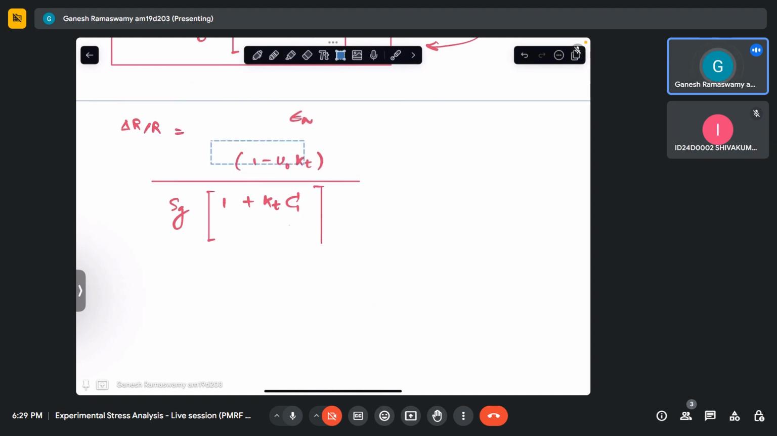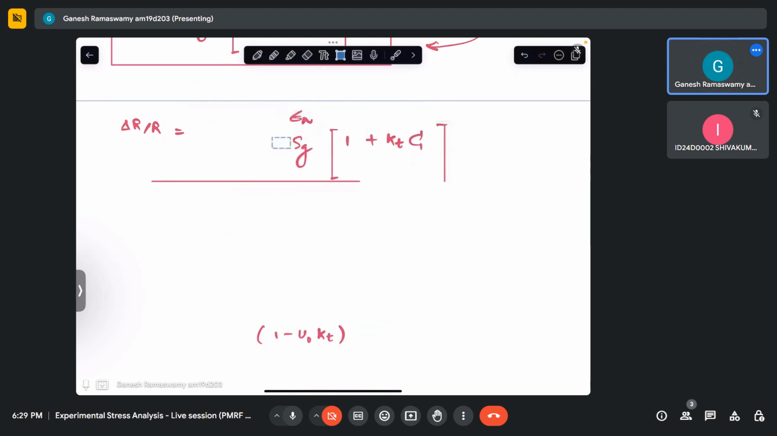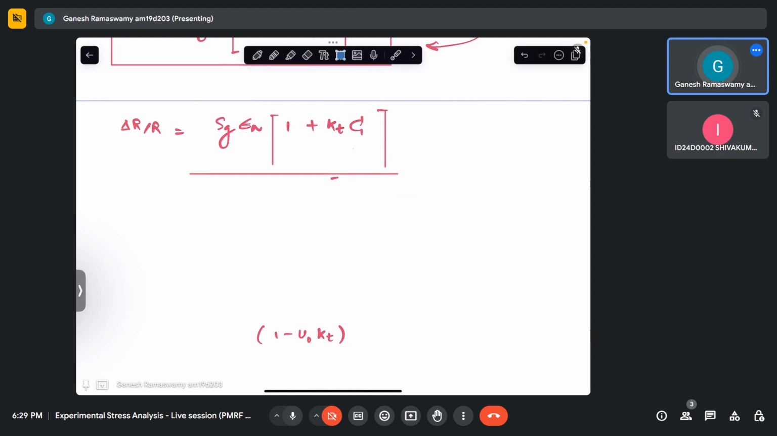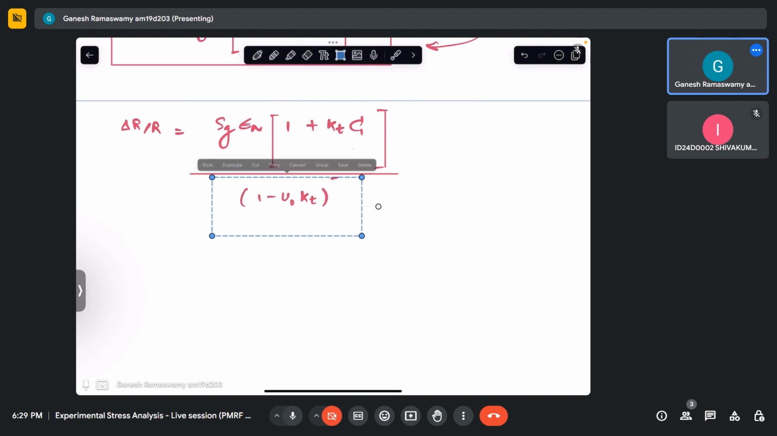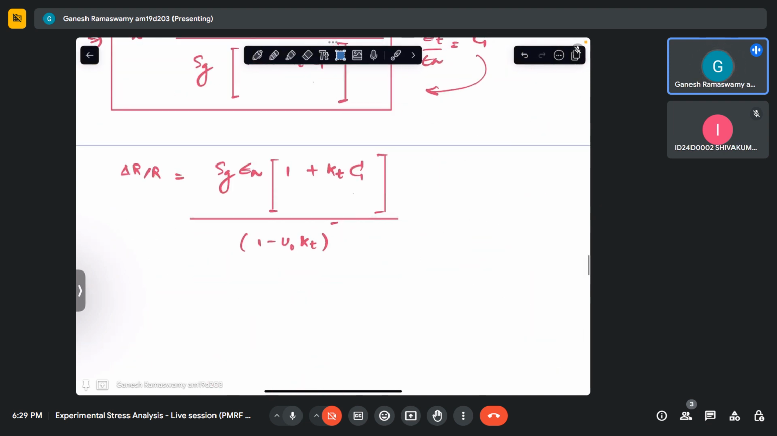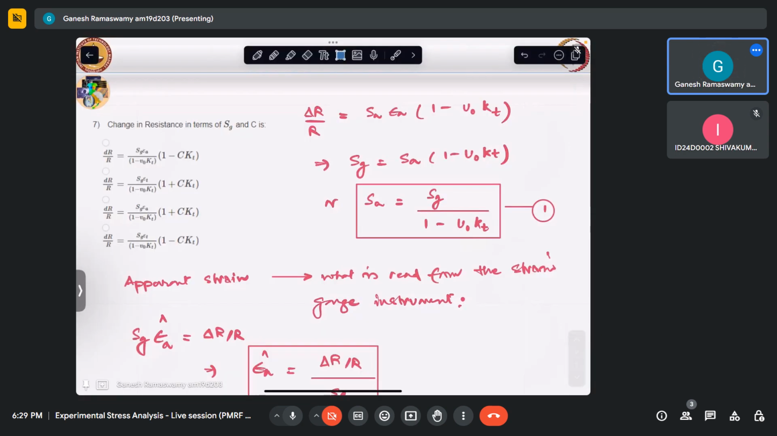so I have this epsilon A, this comes here, Sg into epsilon A into this expression divided by this expression. So Sg epsilon A into 1 plus KTC divided by 1 minus mu naught KT.